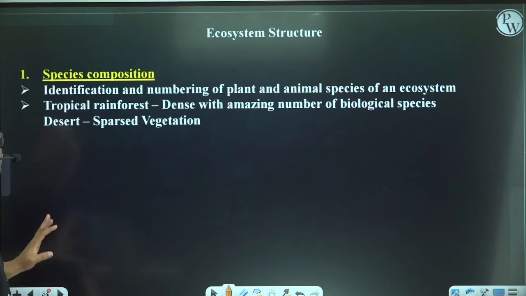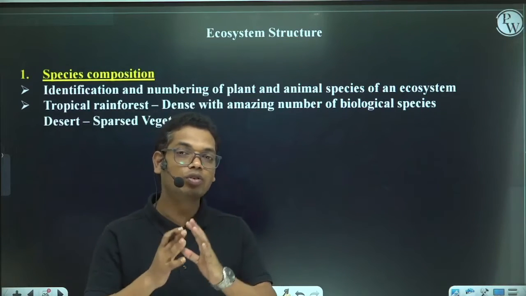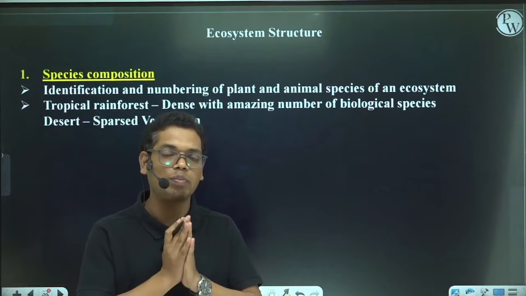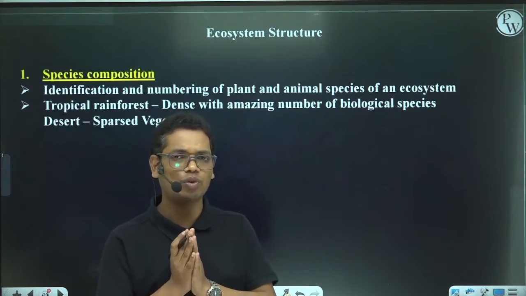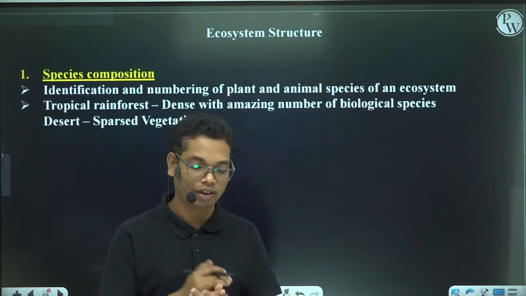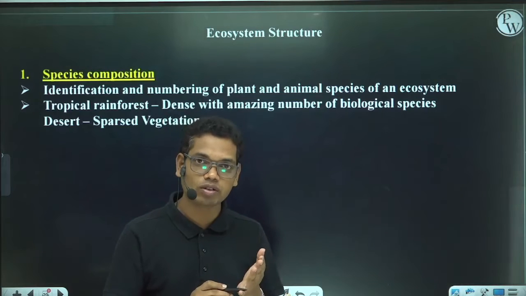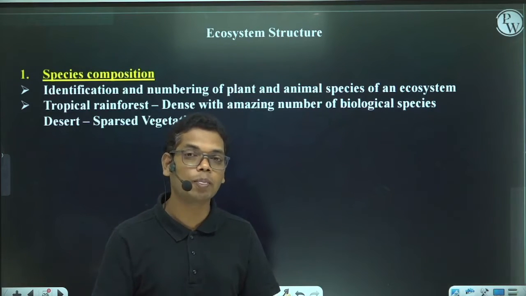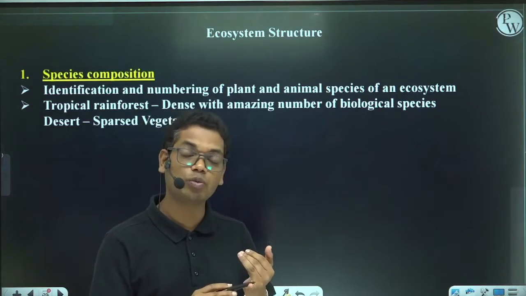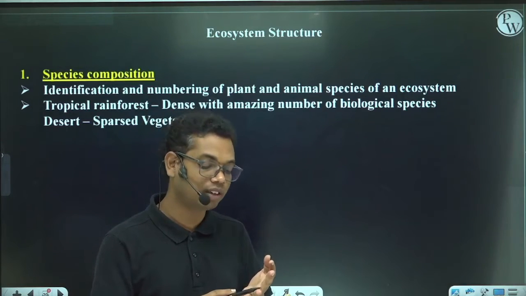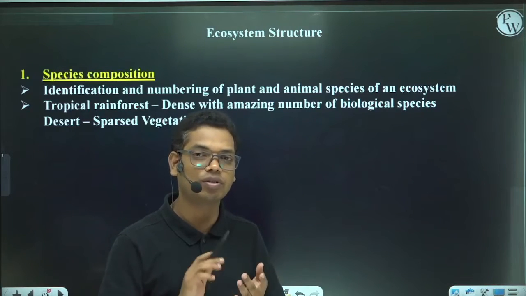Now we are done with the biotic components. Ecosystem has two different types of components, biotic and abiotic. Biotic components are classified into various groups like producers, which produce their own food, and consumers, which depend on producers for their food. Consumers are of various types: primary consumer, secondary consumer, tertiary consumer, and top carnivore. Then we talked about parasites, detritivores, and scavengers.